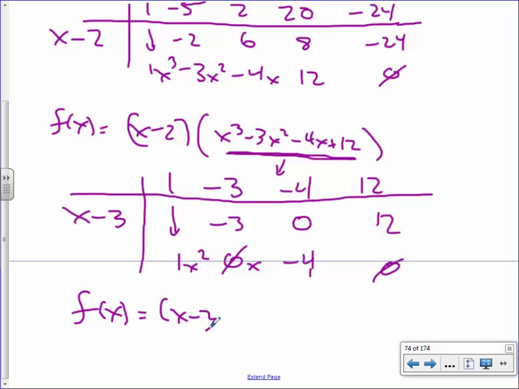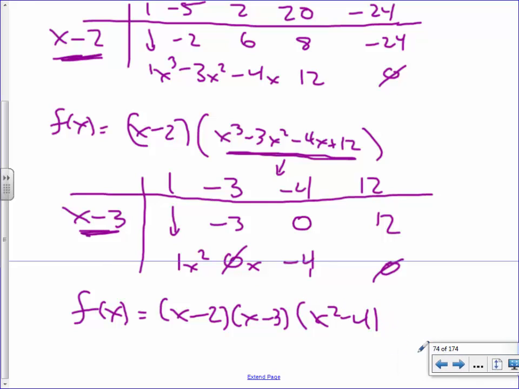I had an x minus 2. Yeah, that's gross. I had an x minus 2 because of this guy right here. I had an x minus 3 because of this guy right here. And then what's the leftover bit? X squared minus 4. Fantastic. It's a difference of squares.